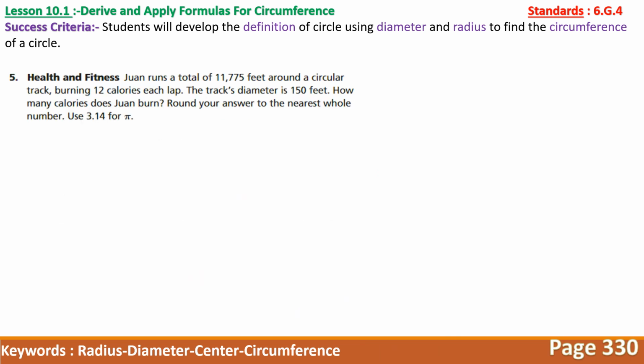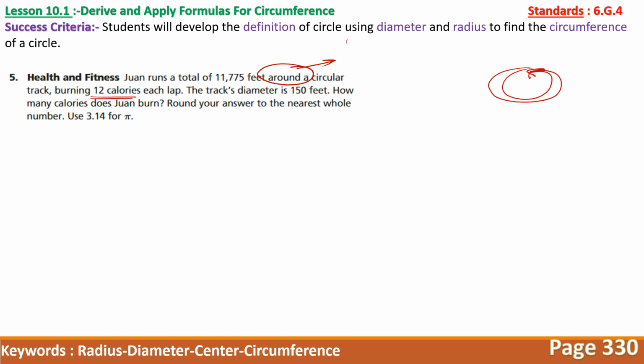A drone runs a total of 11,775 feet around a circular track. So around means we have to find the circumference. So this "around" shows that we have to find the circumference. Burning 12 calories each lap. That is, one lap it will burn 12 calories. Another lap it will burn 12 more calories, and so on.